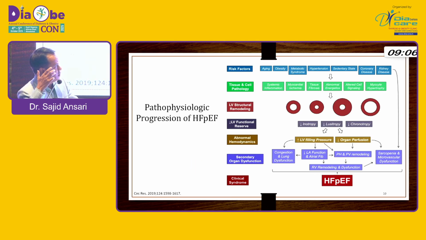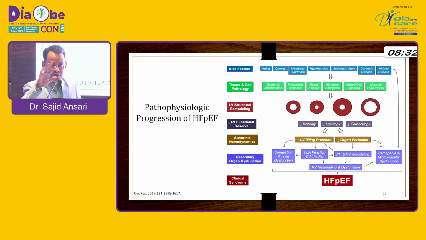This is how the pathophysiology develops. Coming to HFpEF, there is LV remodeling, some functional changes, abnormal hemodynamics, and secondary organ dysfunctions. When you are diagnosing HFpEF, you should establish four things in your practice: either structural changes in the LV, such as concentric hypertrophy of the left ventricle, LA enlargement, LAVI more than 34, and E/e' more than 14.